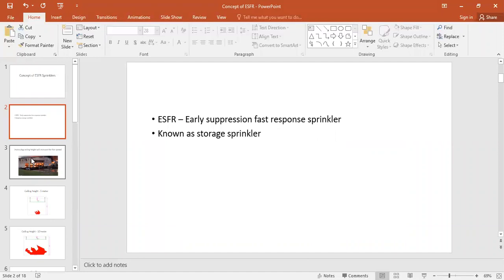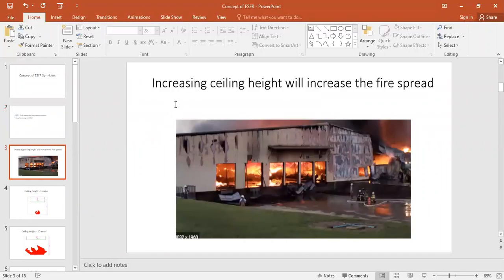Then, in order to understand the concept of the ESFR sprinkler, we need to know one important subject. What is this? Increasing ceiling height will increase the fire risk or fire spreading. So how will ceiling height increase the fire spread?